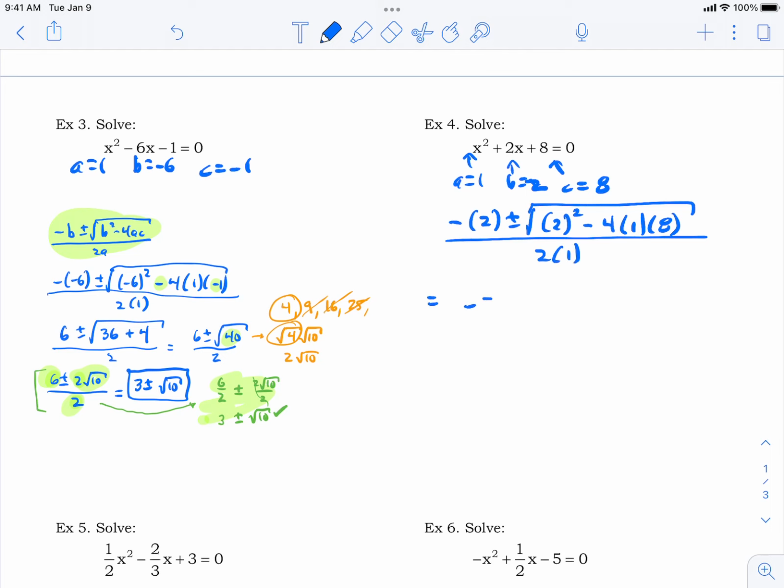Now let's simplify it a little bit. That's a negative 2, plus or minus. 2 squared is 4, minus, and then 4 times 8 is what? 32.